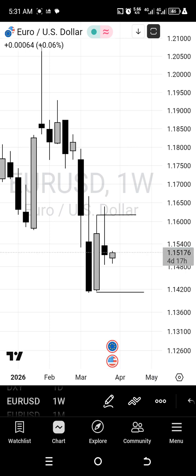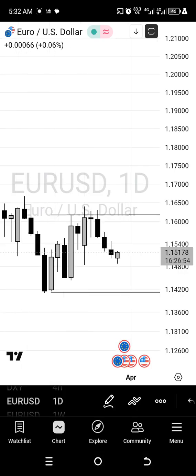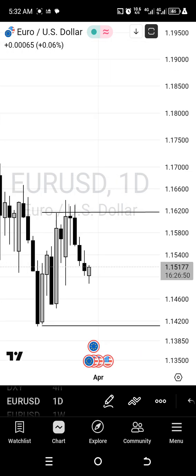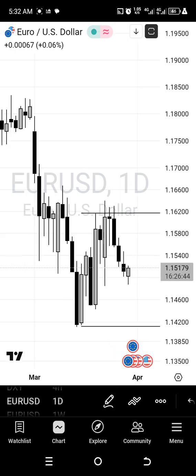Let me go to the daily time frame. Since I am expecting sales on the weekly time frame, I also want to continue selling on the daily time frame, so that my analysis can look strong. If the weekly and daily are all selling, there will be a high chance that I'm going to be able to make some profit.